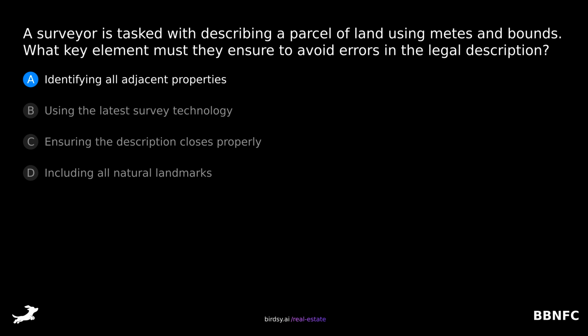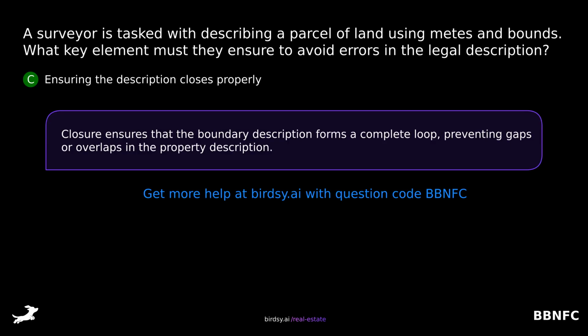Is it A, identifying all adjacent properties? B, using the latest survey technology? C, ensuring the description closes properly? Or D, including all natural landmarks? The answer is C, ensuring the description closes properly. Closure ensures that the boundary description forms a complete loop, preventing gaps or overlaps in the property description.